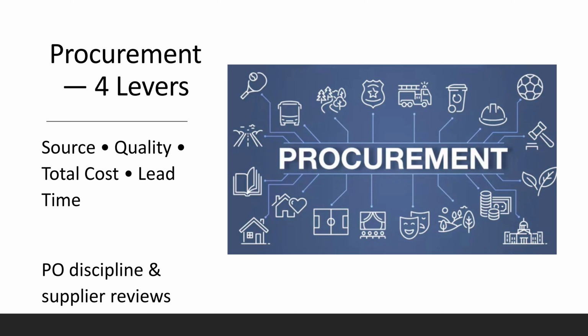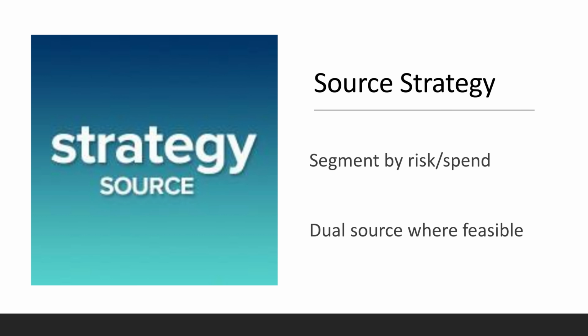1. Source strategy. 2. Quality assurance. 3. Total cost. And 4. Lead time. Source strategy. I classify items by risk and spend. For strategic, high-risk items, I develop suppliers, secure dual sources where practical, and set clear performance expectations. For standard catalog parts, I leverage contracts and frame agreements. I clarify Incoterms where applicable so responsibilities for transport, risk, and customs are unambiguous.